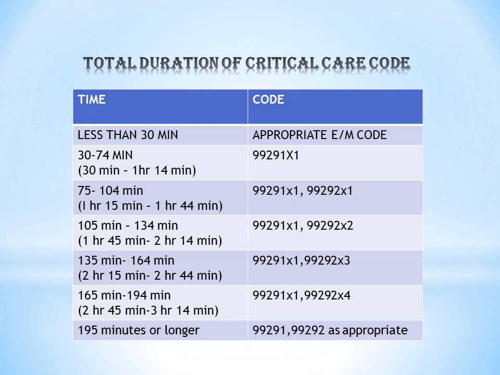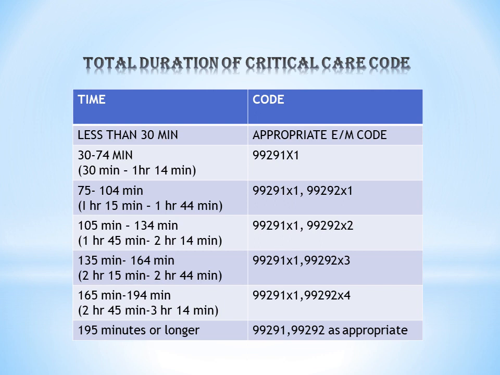In this table you can see in the first section time is given. The time is given in minutes as well as in hours. Then in the second section, appropriate codes are given. So the first one is less than 30 minutes. That is, if the total duration of critical care given is below 30 minutes, you need not give these 99291 or 99292 codes.